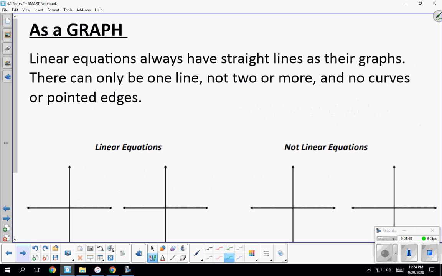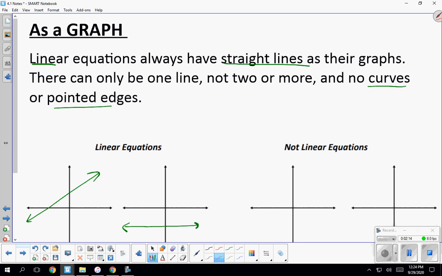If we're looking at graphs, we see that word linear, we see that word line inside the word linear. So we're looking for something that is one straight line. We don't want to see any pointed edges. We don't want to see any curves. So some examples of linear functions could look like this. It could go down. It could be horizontal. As long as it is one straight line, it is a linear function.